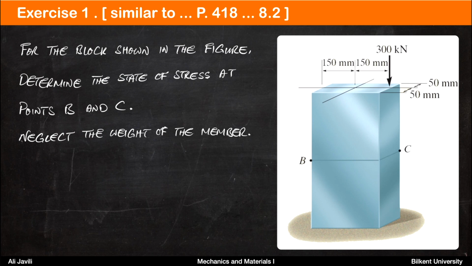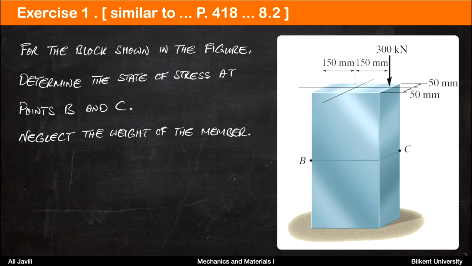The first exercise in today's lecture is similar to problem 8.2 on page 418 of the book. For the block shown in the figure, determine the stress state at points B and C. You can neglect the weight of the member itself. So you have a block and you apply a force of 300 kilonewton at the point shown here, and you are asked to calculate the stress state at points C and B. The dimensions are given in the figure.